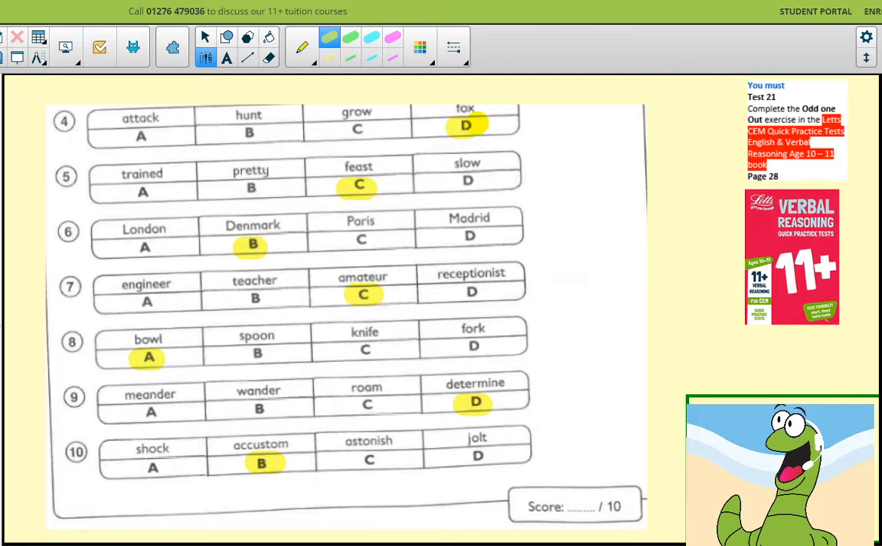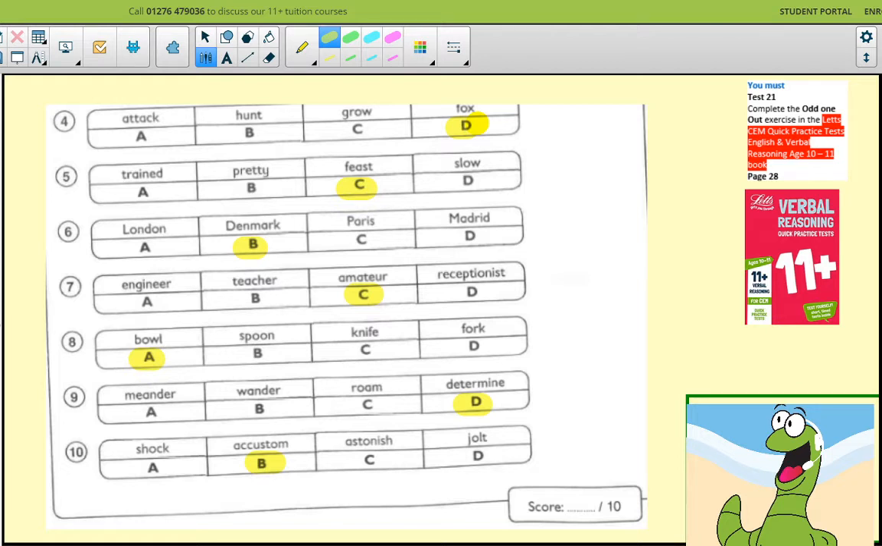Again, if you haven't come across this word before, please do write it in your word and meaning book along with any others that are new and unfamiliar to you. Number 8 was bowl because the other 3 are cutlery items. Number 9 was determine. Again, the other 3 are verbs, as is determine, to be fair.